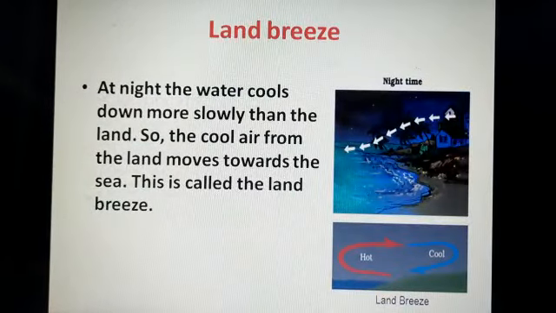Now land breeze formation. At night the water cools down more slowly than the land. So cool air from the land moves towards the sea. This is called the land breeze.